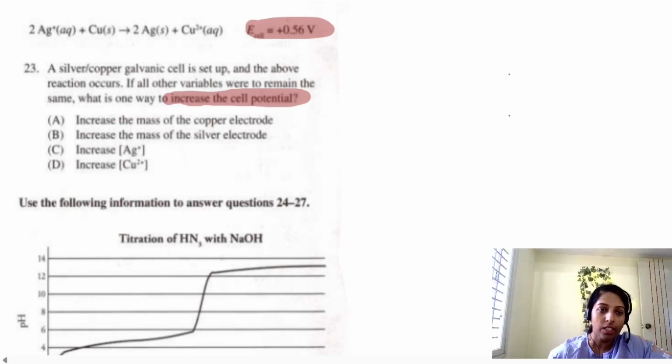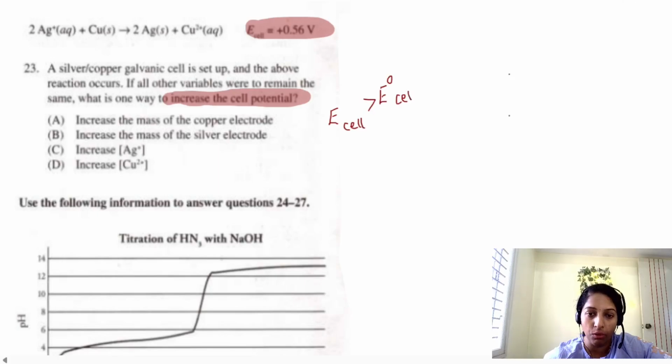Correct. So every time you are increasing the cell potential, you have to do some forward reaction. Only the forward reaction facilitates the cell potential, right? Because for the reaction we got this E cell. So E cell will always be higher than the E0 cell for a forward reaction. So which of the following favors the forward reaction?